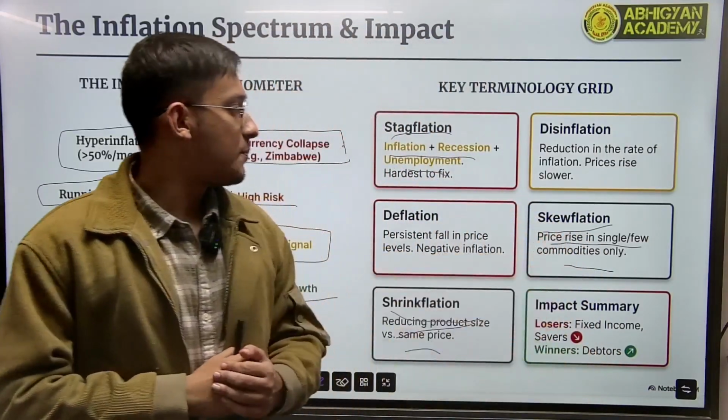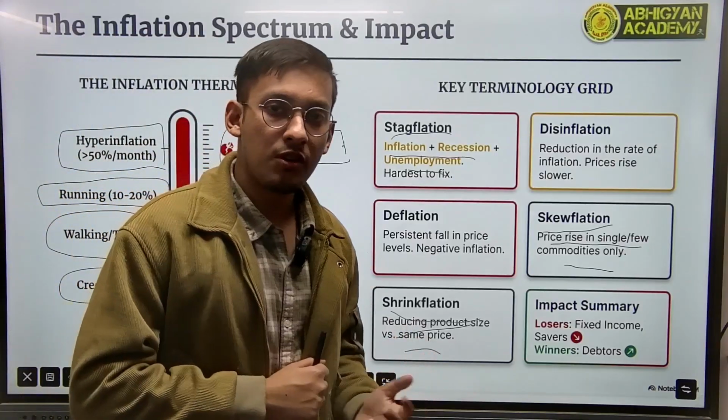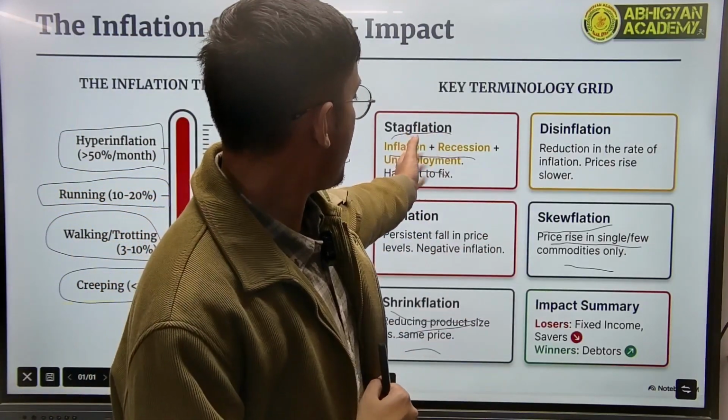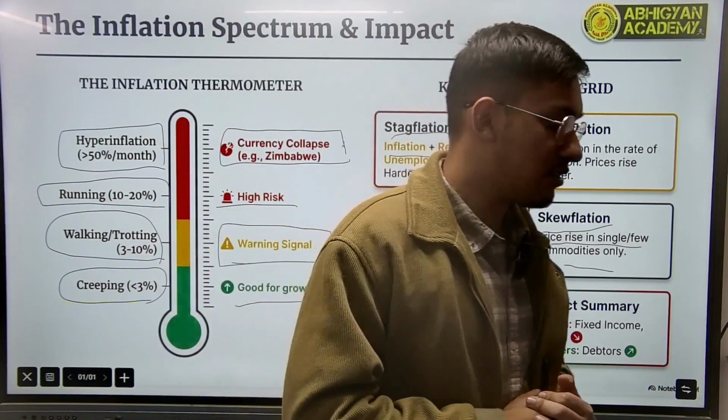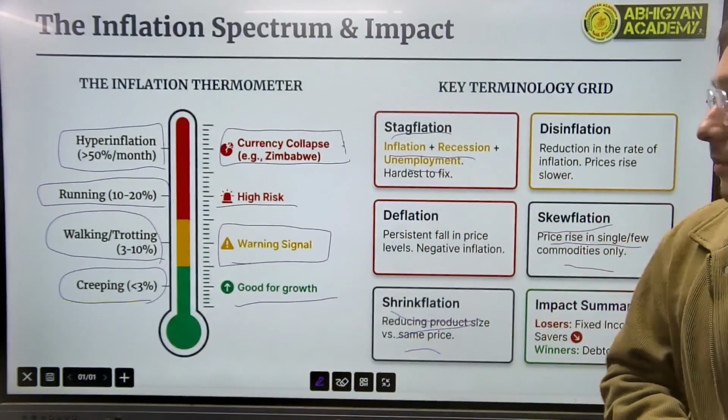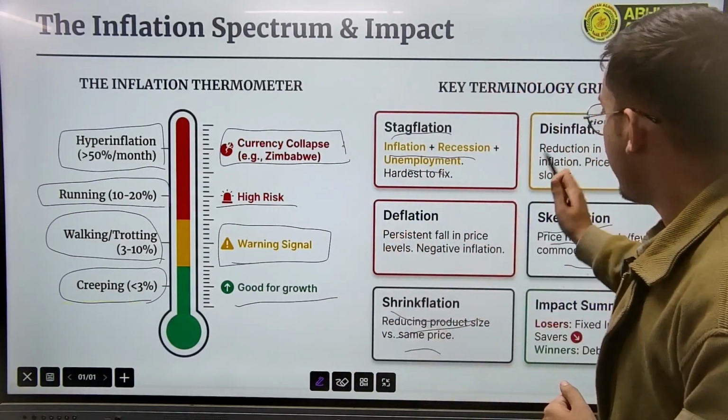Then skewflation is price rise in only a few commodities. Stagflation happens because of inflation plus recession plus unemployment. Then we have deflation and disinflation.